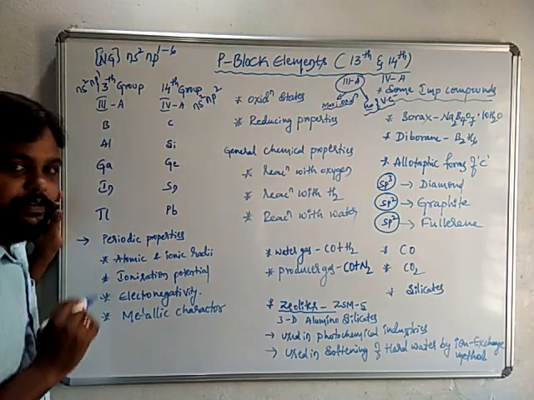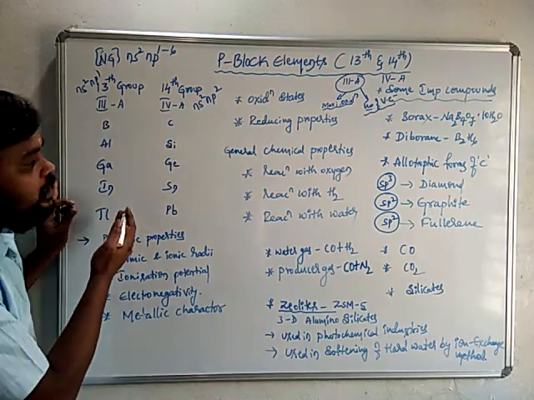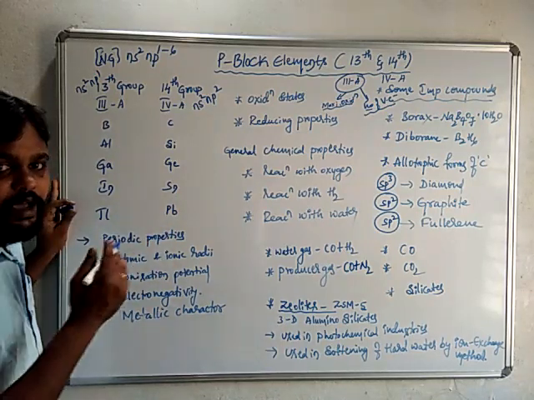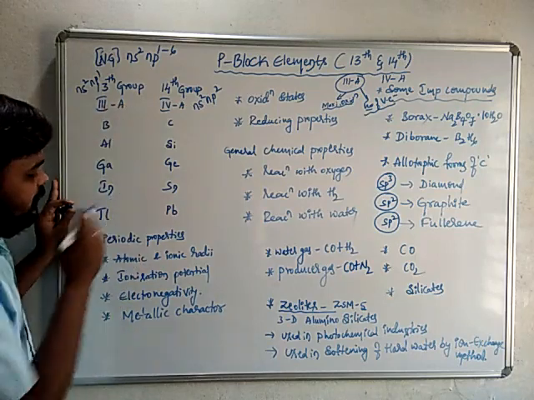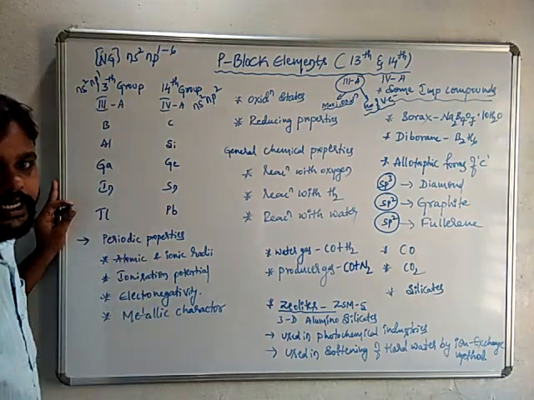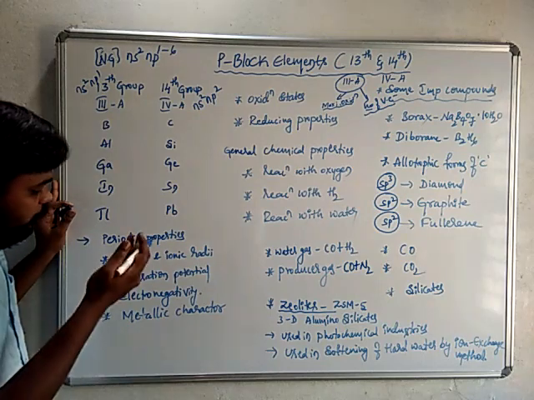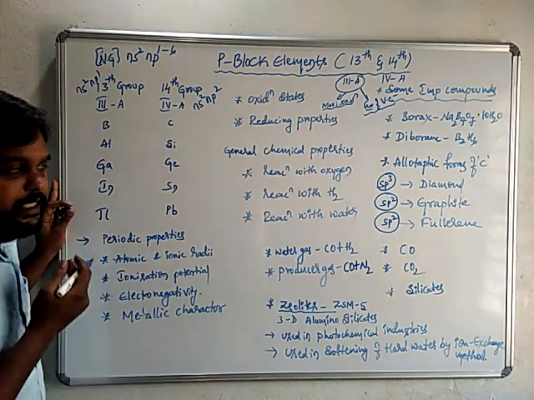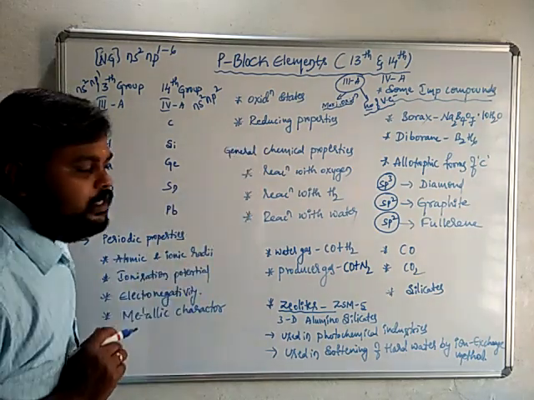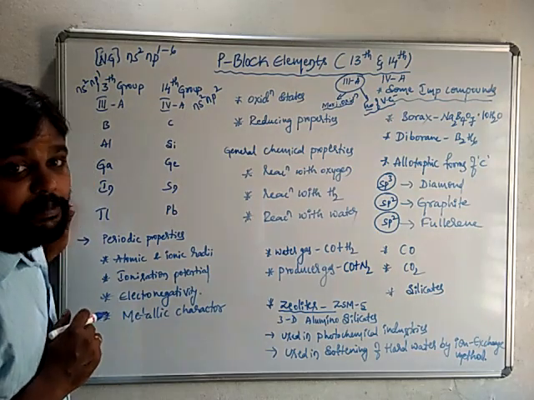Here I have taken the 13th and 14th groups. If you want to study the general discussion of the 13th and 14th groups, we have to go through what elements are present here, their atomic numbers, their ionization potential, atomic size, electronegativity, metallic character, like that. If you go through that, you will get plenty of general points here.